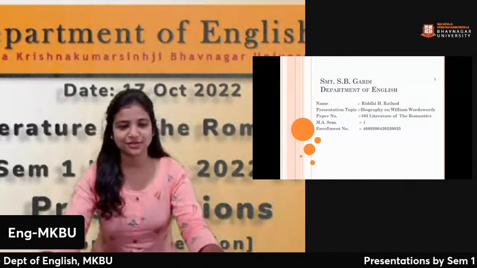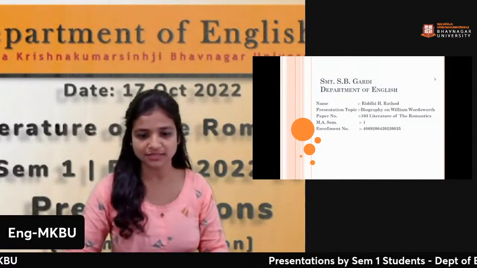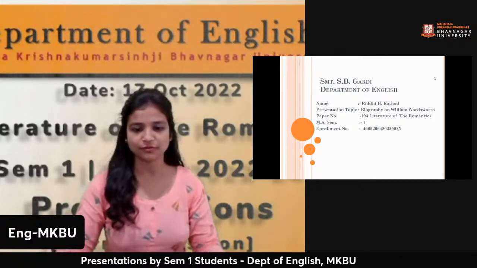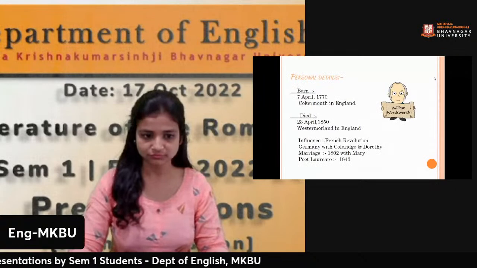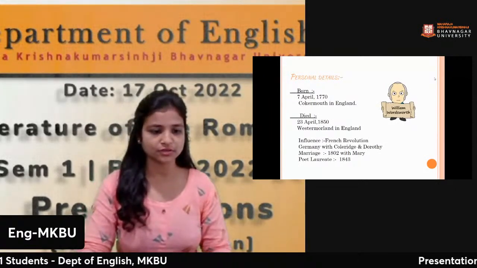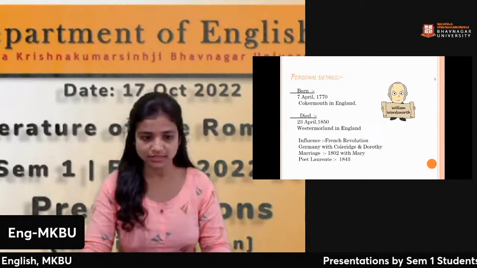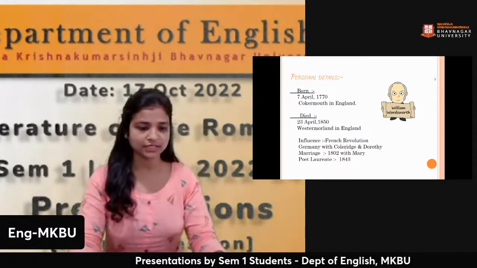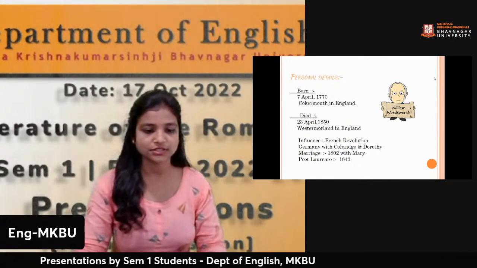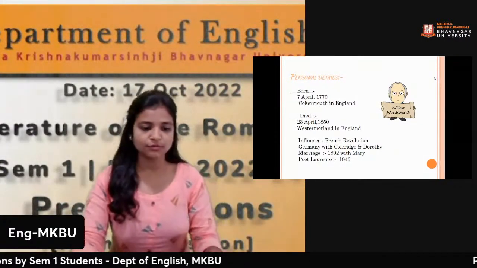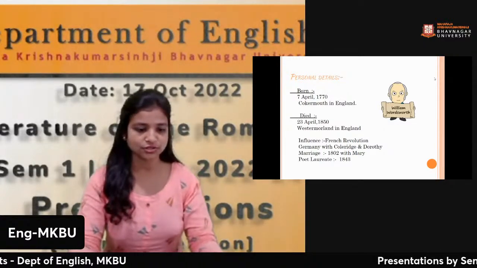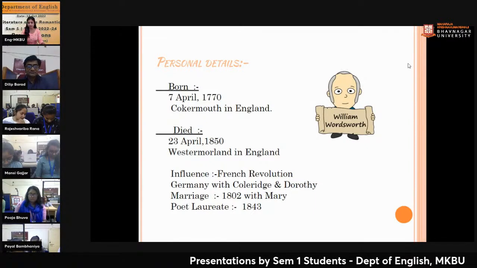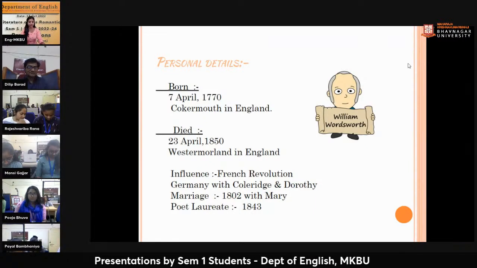Good afternoon, everyone. I am Riddhi Rathod. Today I am going to deal with a presentation on my topic, biography of William Wordsworth. William Wordsworth was born on 7 April 1770, Cockermouth in England. Died on 23 April 1850, Westmoreland in England. He was influenced by the French Revolution. He was married to Mary in 1802.